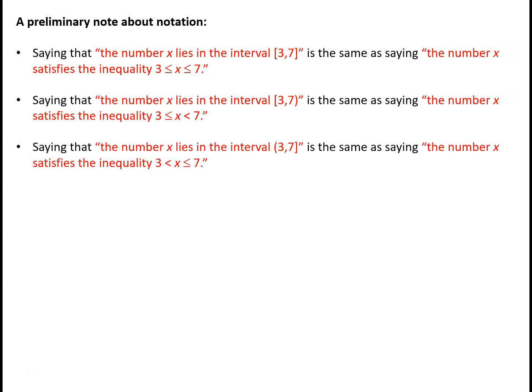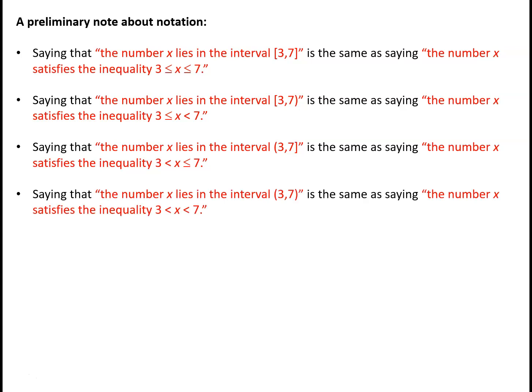So the other two statements are this, and then if we use rounded brackets throughout, then that's saying we've got a strict inequality. The number x satisfies the inequality 3 < x < 7. If necessary at this stage, pause the video and just read through these statements and make sure you understand them.